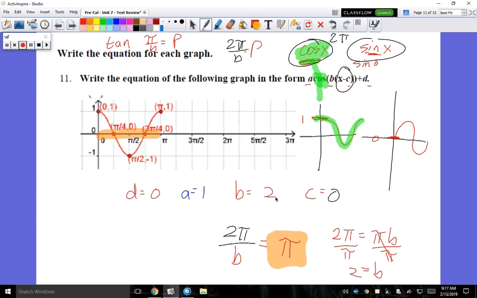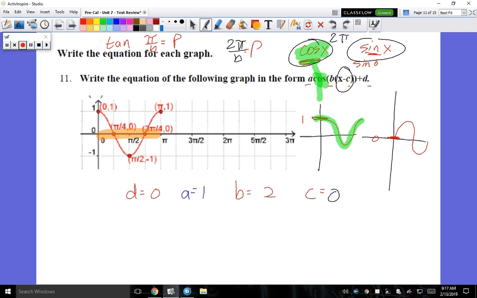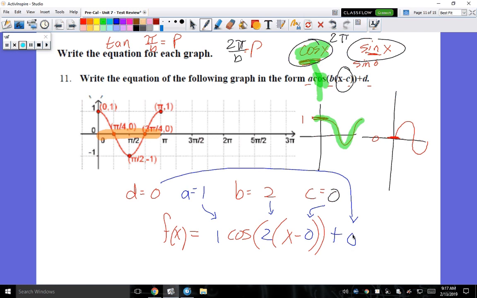So now we're just going to write the equation out. We're going to plug in all of our values into this f of x standard form and see how it simplifies out. Let's go ahead and do that now. So I'll have f of x is equal to a cosine of b, x minus c. And now let's just plug them in. So a is 1, b is 2, c is 0, and then d would be plus 0. And if I simplify this, I will get f of x is equal to the cosine of 2x. And that would be your final answer.